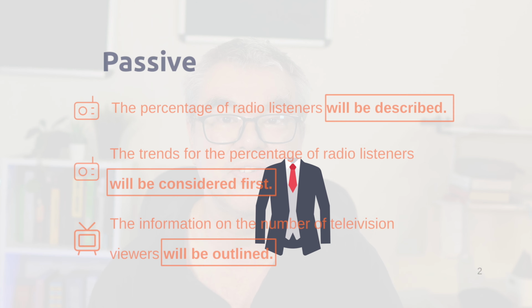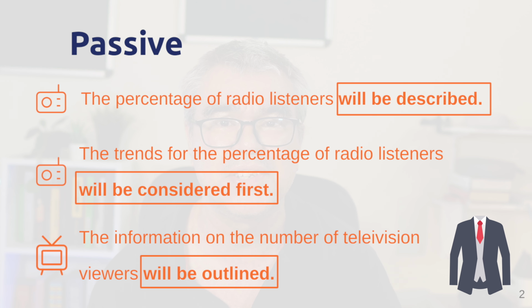Now, there are 2 styles you can use for your topic sentence. The first is a more formal style. This is where you will use the passive voice of those verbs that I mentioned. Here are the examples. The percentage of radio listeners will be described. The trends for the percentage of radio listeners will be considered first. The information on the number of television viewers will be outlined. So they are some examples of the formal type of topic sentence.